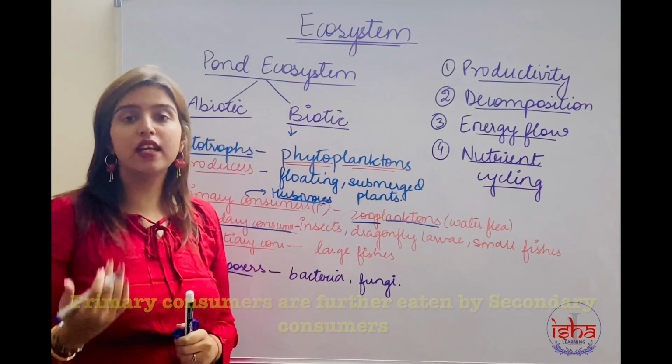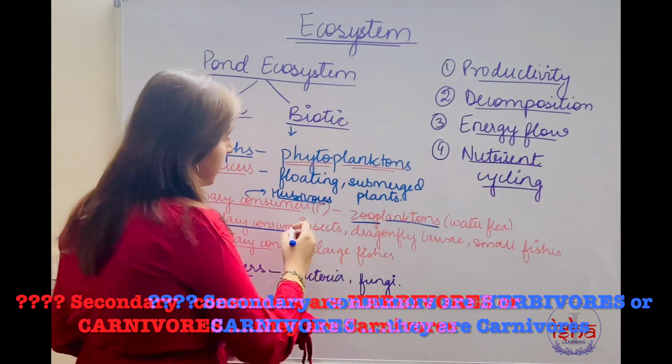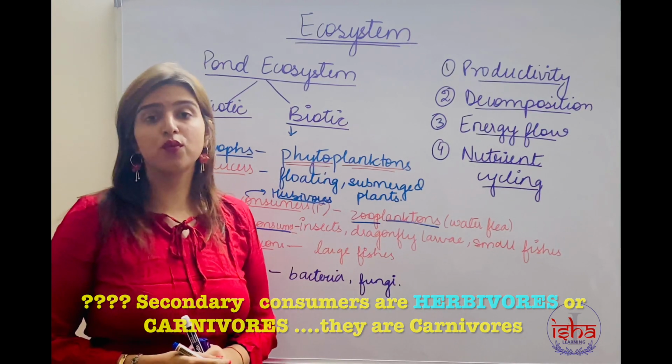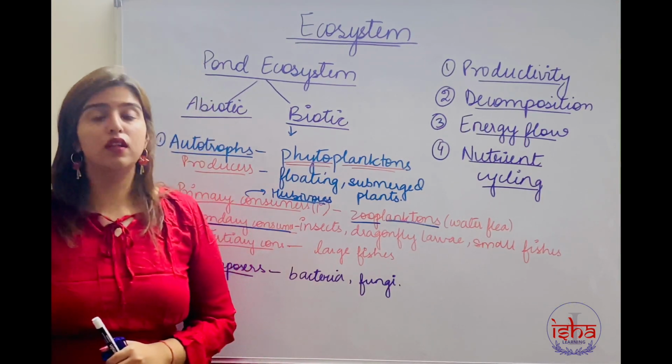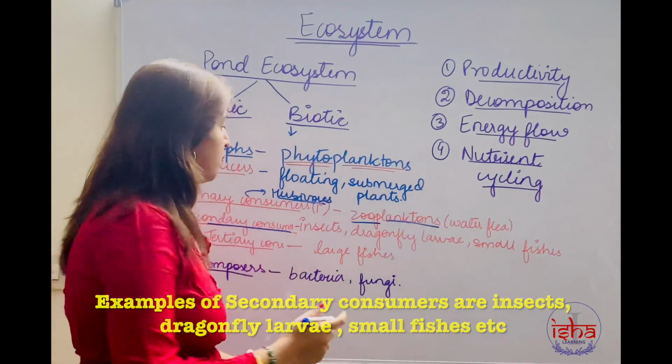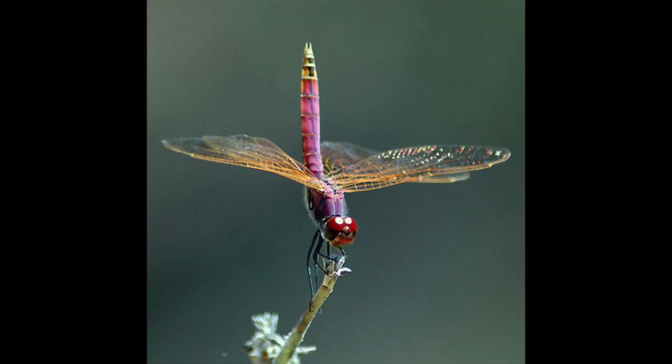2. So secondary consumers now, do you think they are going to be carnivores or herbivores? Well, they are carnivores. Why? Because they are not eating plants. They are eating the primary consumers. Examples of the secondary consumers are insects, dragonfly larvae and some small fishes.